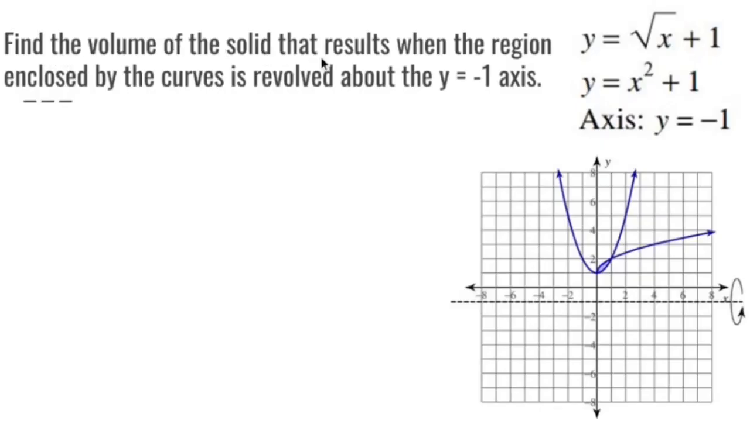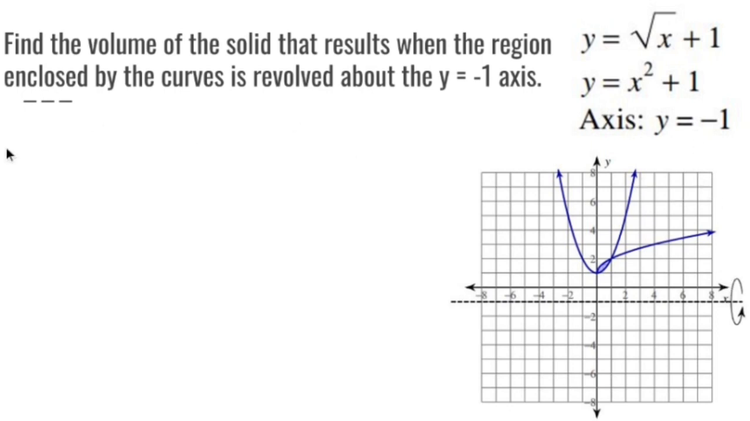Find the volume of the solid that results when the region enclosed by the curves is revolved around the y equals -1 axis. All right. So what this looks like is a washers problem. And what we're usually used to in a more basic, even though it's difficult, version is spinning it around the x-axis. Well, this is different.